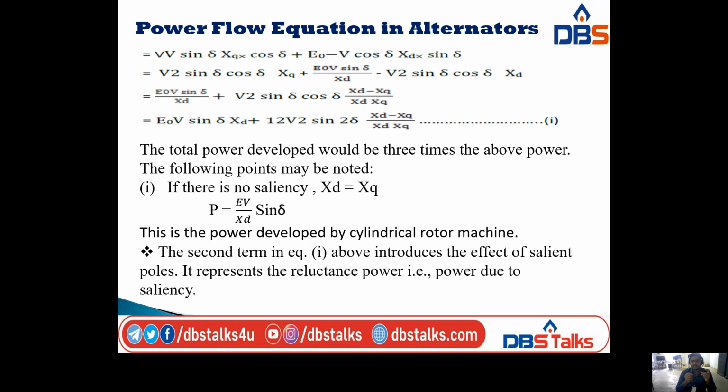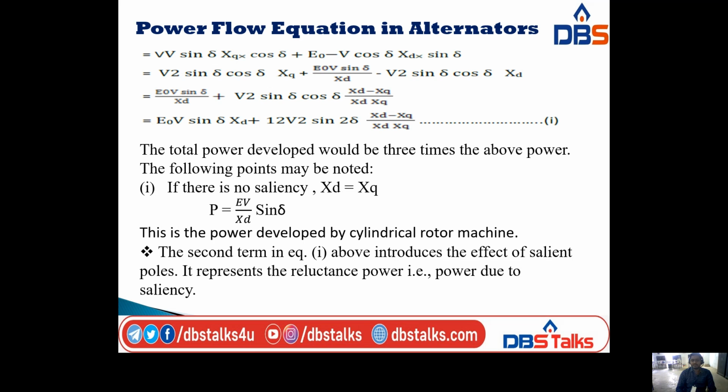So from this I am writing E naught V sin delta by XD plus V square by 2 sin 2 delta into XD minus XQ by XD XQ. So finally we have this expression for the power. From this I am telling the total power developed would be 3 times the above power.